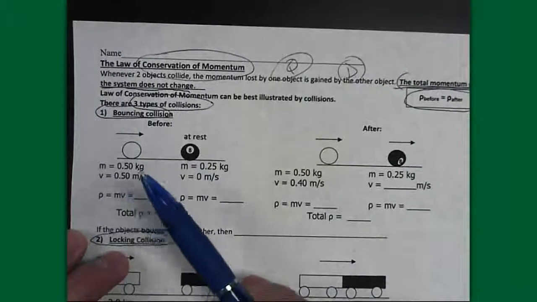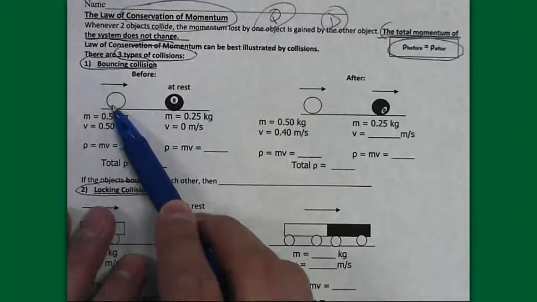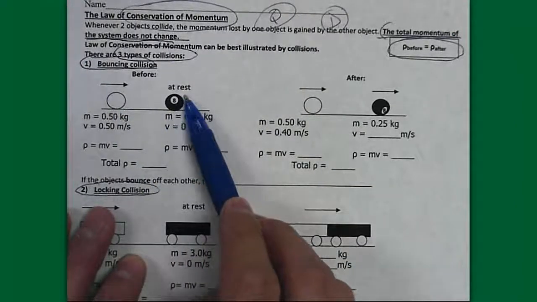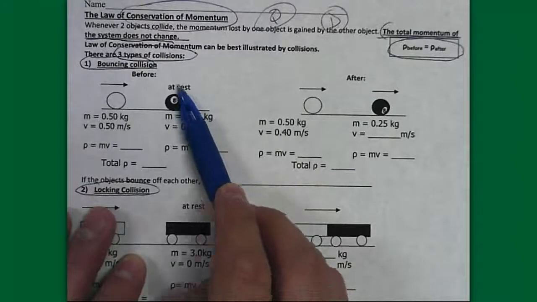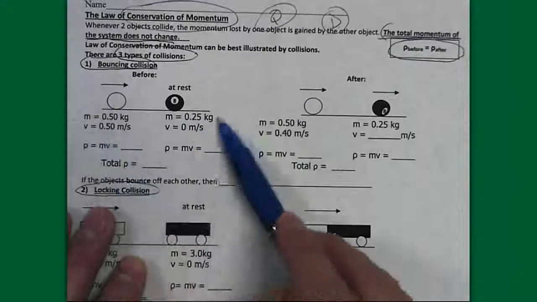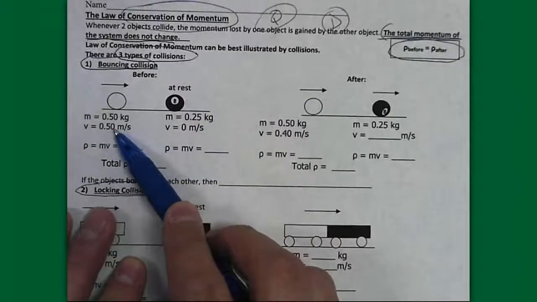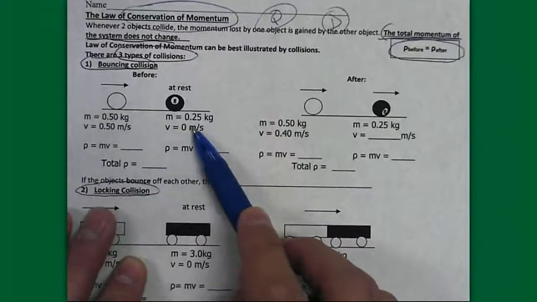Imagine that you have two pool balls, two billiard balls. This is a cue ball, and it's moving toward the 8 ball, which is initially at rest. This is what's happening before the collision. All right, and we have all this information about these two balls. We have their masses, we have the velocity of both of them as well.